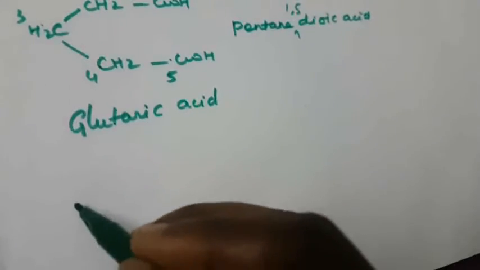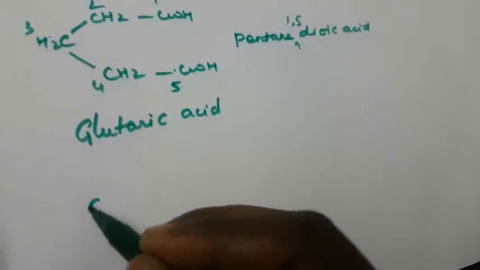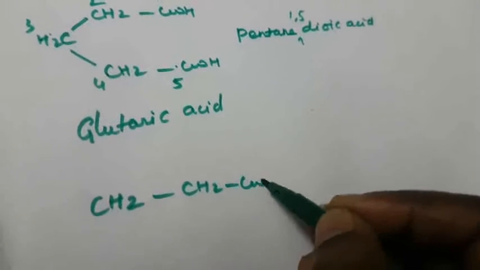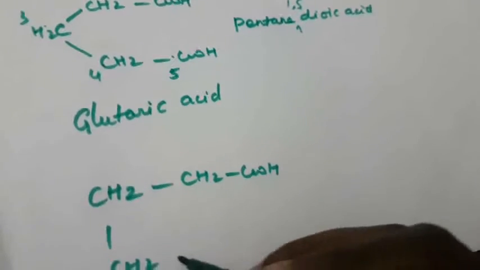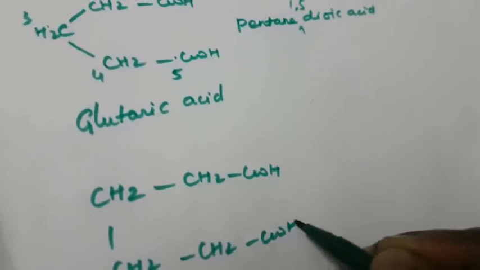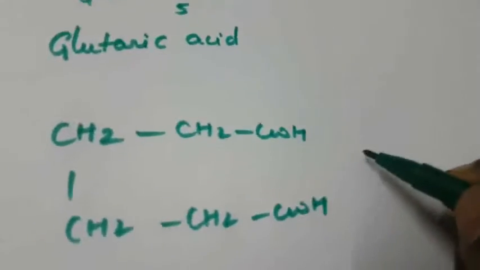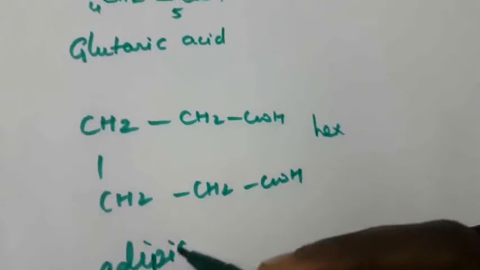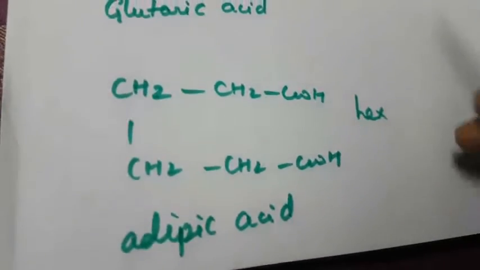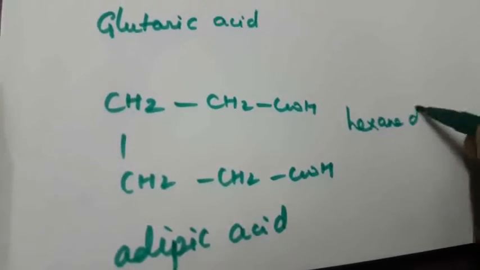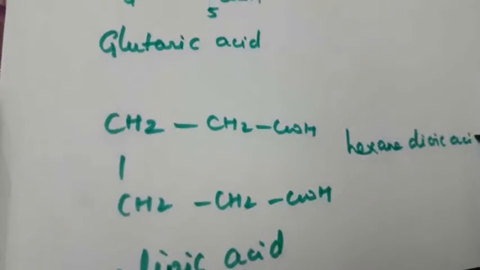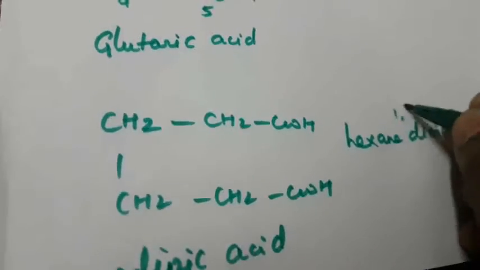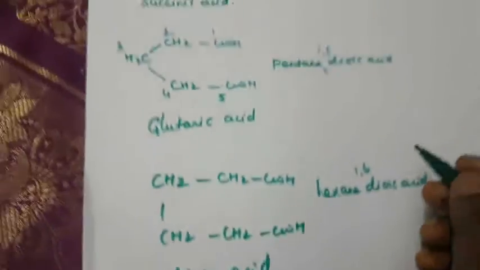Next one is 6 carbons. How to write the 6-carbon compound? Here CH2, CH2, COOH, and again CH2, CH2, COOH. Here also it is hexane. What is the common name? Adipic acid. Just remember it by the number of carbons. Hexane dioic acid, adipic acid, hexane-1,6-dioic acid.